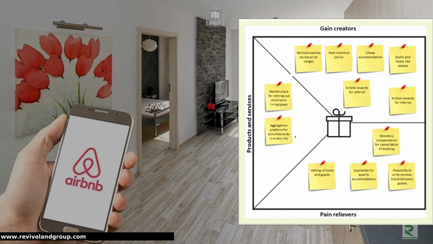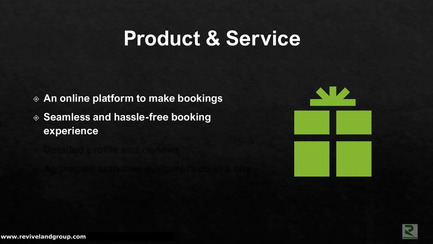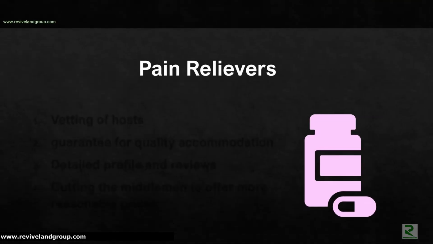Going back to the Airbnb example, now we are going to expand on their value proposition section. The products and services that they offer is basically an online platform to make bookings. So they offer a seamless and hassle-free booking experience. Every host and guest has a detailed profile and reviews, so you can basically trust them. And the platform also has sections where you can see what sort of activities you can do in a city.